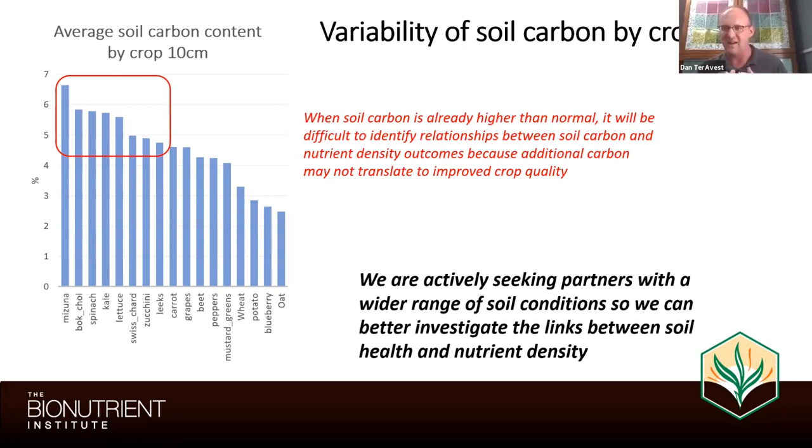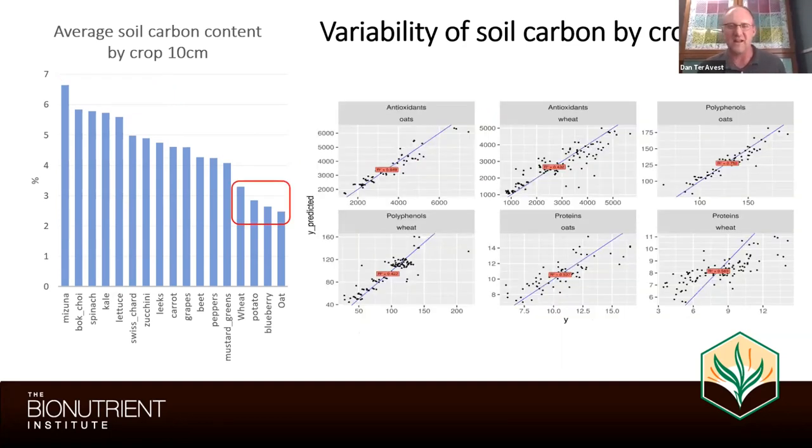And so we need to go out and find a better variety, a better spectrum of management so we can investigate these questions more thoroughly. And one more kind of graph to bring that point home. I want to show that graph that I showed earlier where you had those really strong relationships.